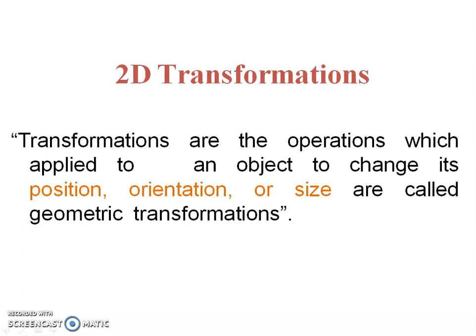And two-dimensional transformations. These are the operations which apply to an object to change its position, orientation, or size, known as geometric transformations. That is, computer graphics provide the facility of viewing an object from different angles, enlarging or reducing the scale or shape of an object.